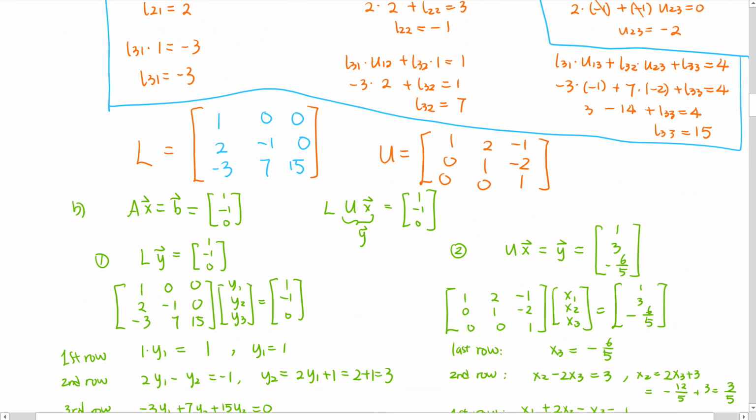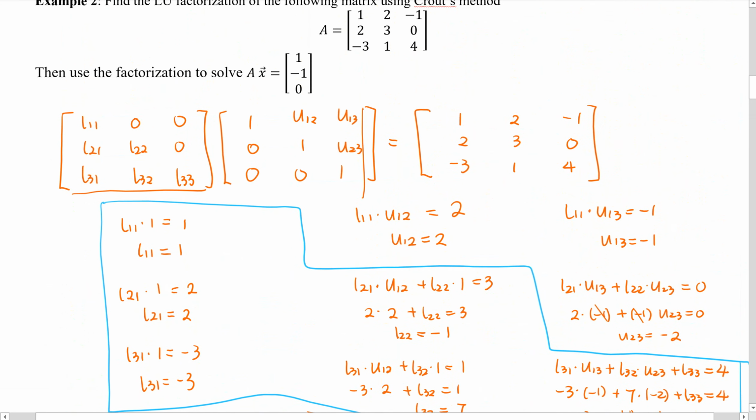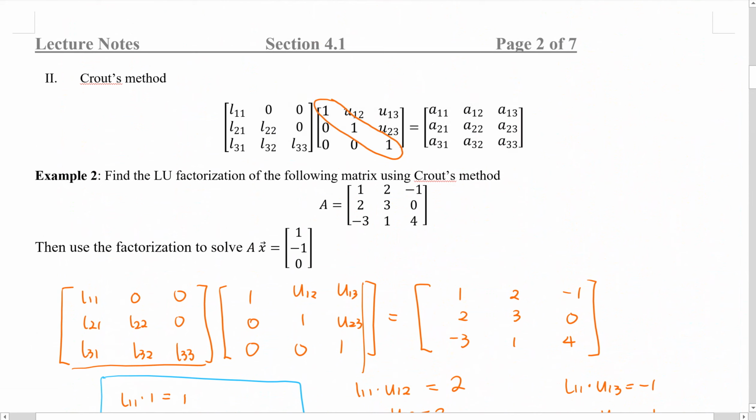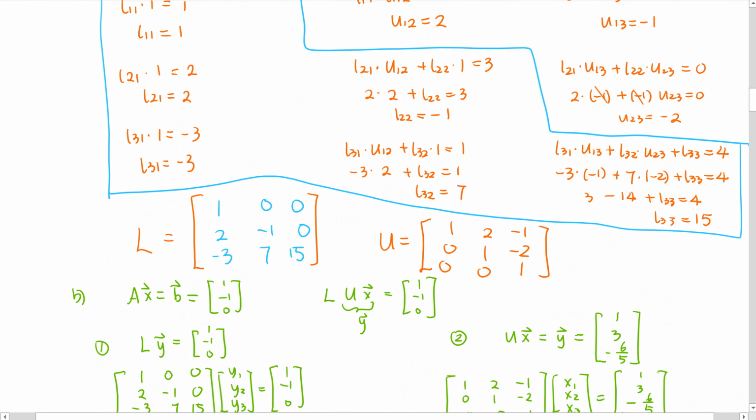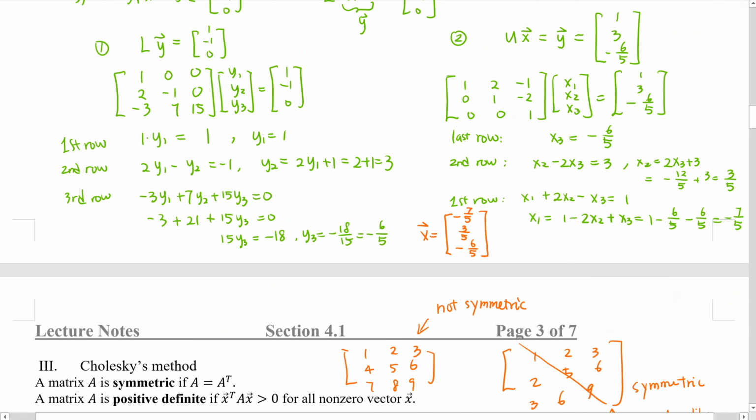So do you remember our last example? How many unknowns are there? We have a 3 by 3 matrix, right? And we have 9 unknowns. We have 6 unknowns for the L. We have 3 unknowns for the U. So we have 9 unknowns. But the Cholesky method says that the U is actually the L transpose. Which means we have only 6 unknowns if we have a 3 by 3 matrix. But what if we have an n by n matrix? Okay, what happened?